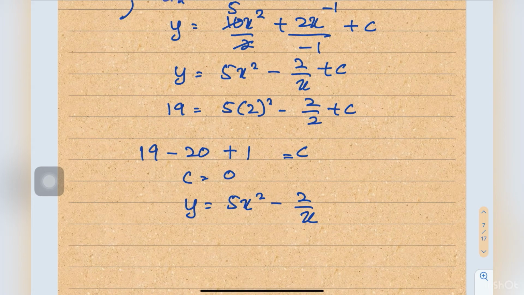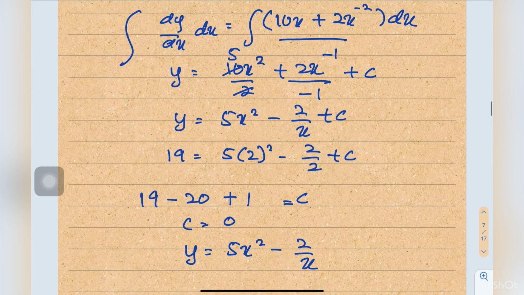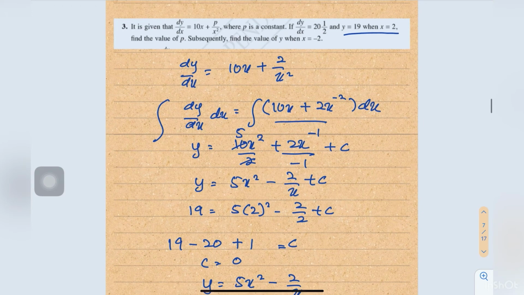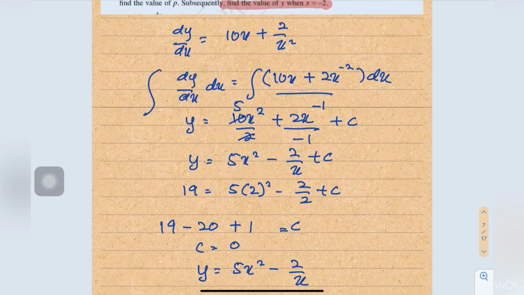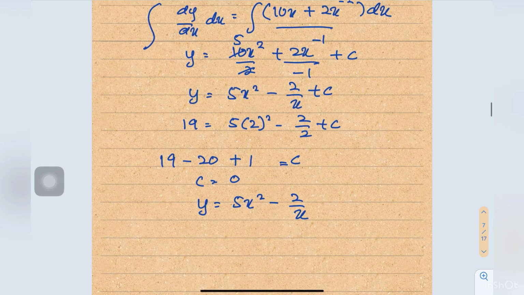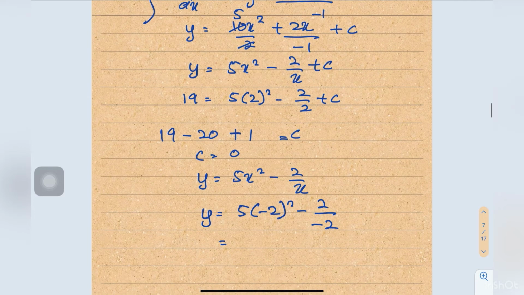Okay, but then finally, the question asks you to find the value of y when x equals negative 2. So we substitute. y equals 5 times negative 2 squared minus 2 over negative 2. So this one equals 20 plus 1, which is 21.